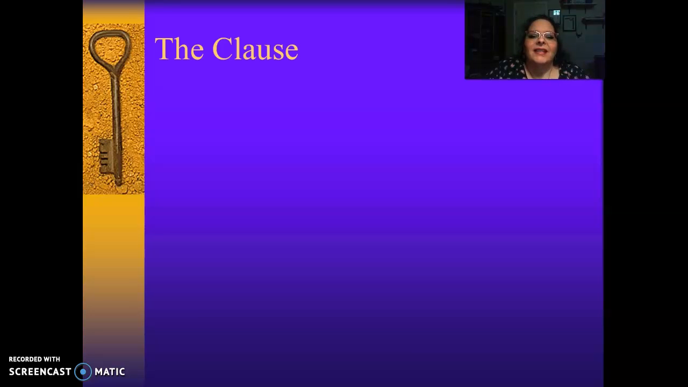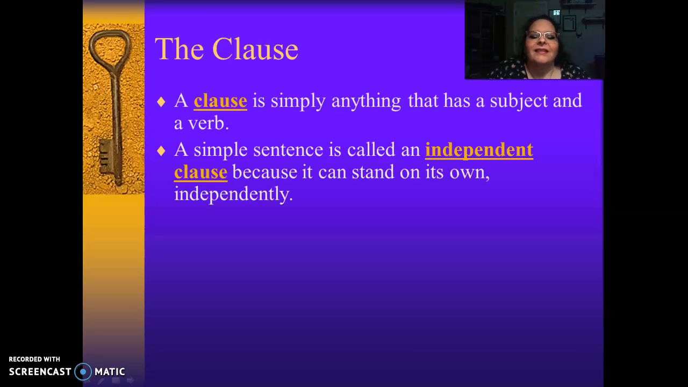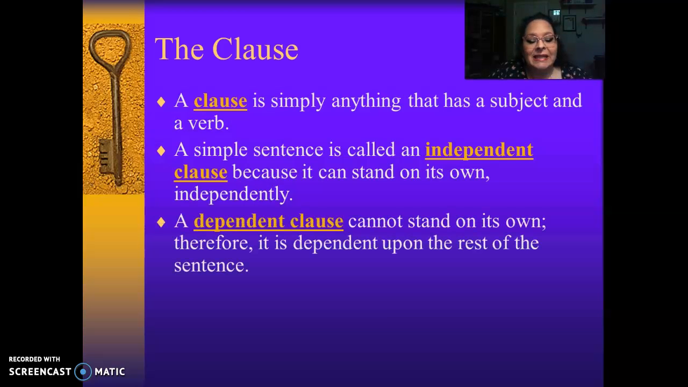Basically, the clause is anything that has a subject and a verb. It can simply be two words, or it can be very long, but if there's a subject and a verb, it's considered a clause. A simple sentence is basically an independent clause because it can stand on its own independently. It doesn't need any additional help. But a dependent clause can't stand on its own. Therefore, it's dependent upon the rest of the sentence.